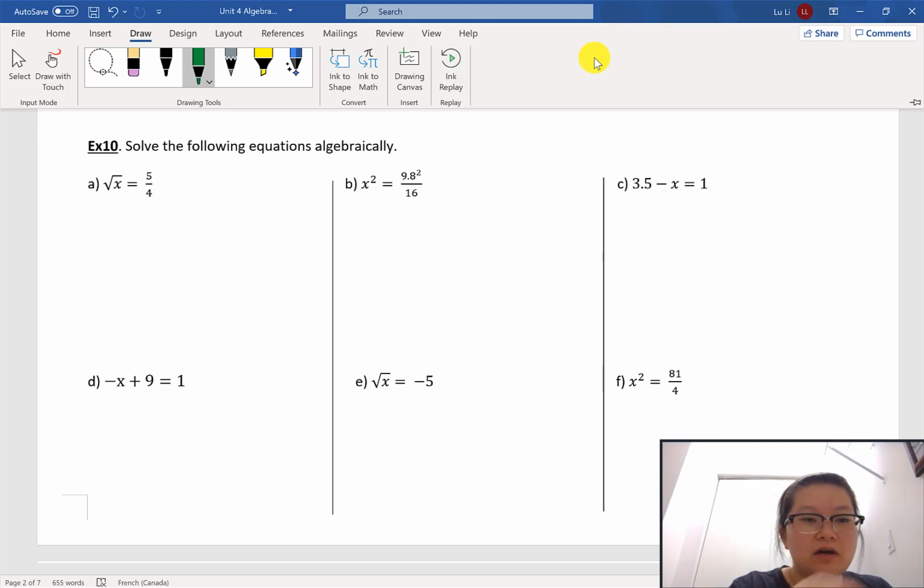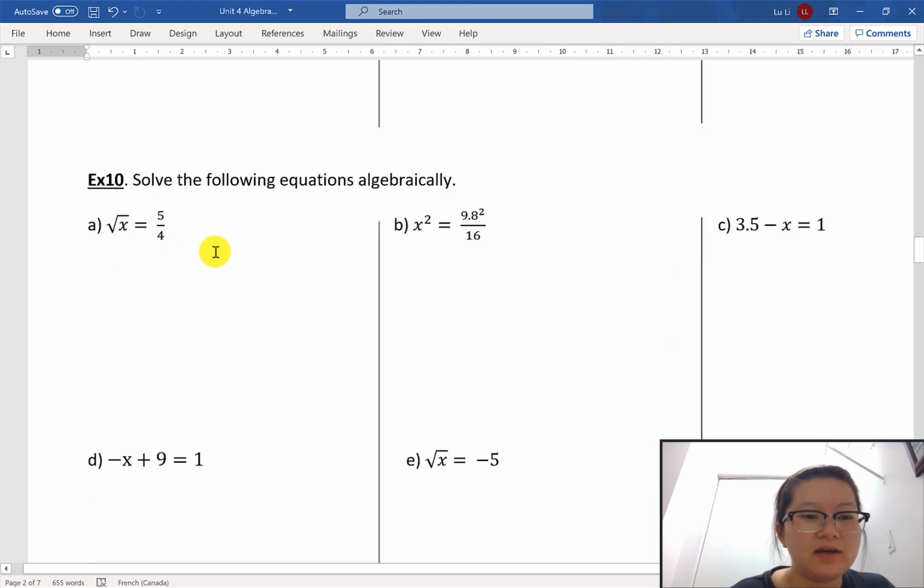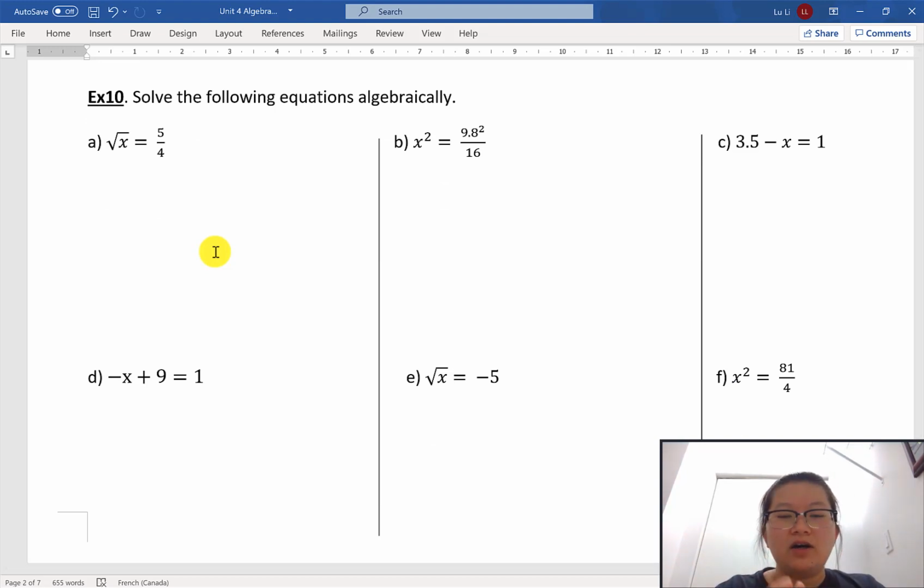Sorry, that's 10a. 10a, I have square root of x is equal to 5 over 4. The other side is trickier because it's a fraction now. Whatever, we can deal with fractions, no problem. So let's zoom in. We know the first step when we have a square root is we need to isolate for our variable. And to isolate for our variable, we need to apply the opposite operation.